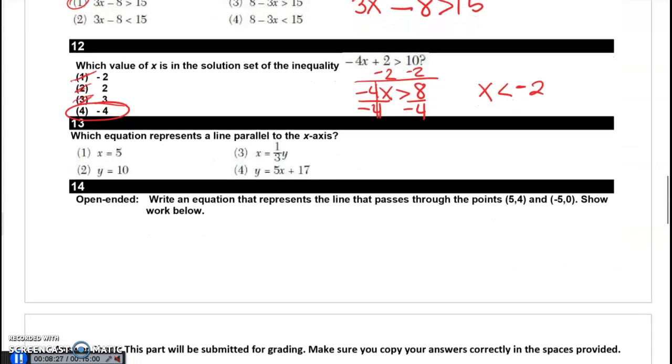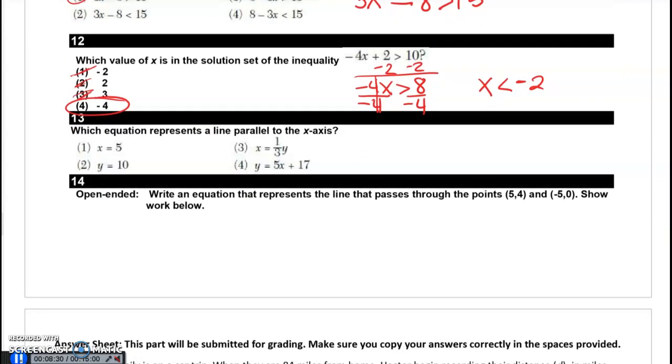13, which equation represents a line parallel to the x-axis? For this one, we have to remember that the x-axis is horizontal. So if it's horizontal, we need another horizontal line for it to be parallel. If we want to graph a horizontal line, it always has to be y equals a constant. Remember, if it's x equals a number, that gives you a vertical line. If it's y equals a constant number, that gives you a horizontal line. So it has to be 2 here. Y equals 10 would also give us a horizontal line, which would then be parallel to the x-axis.